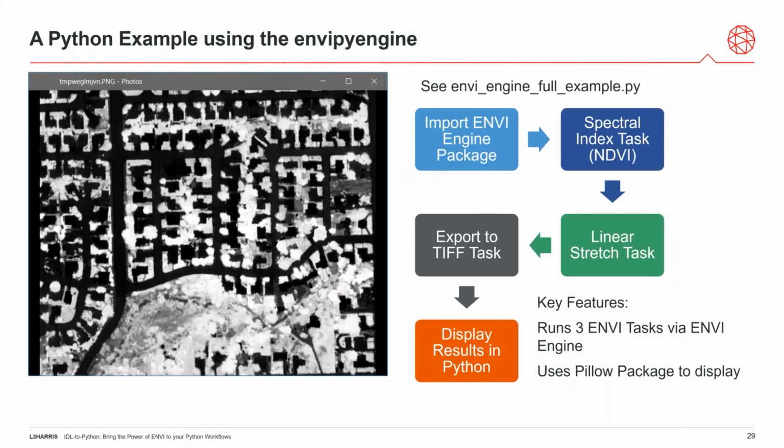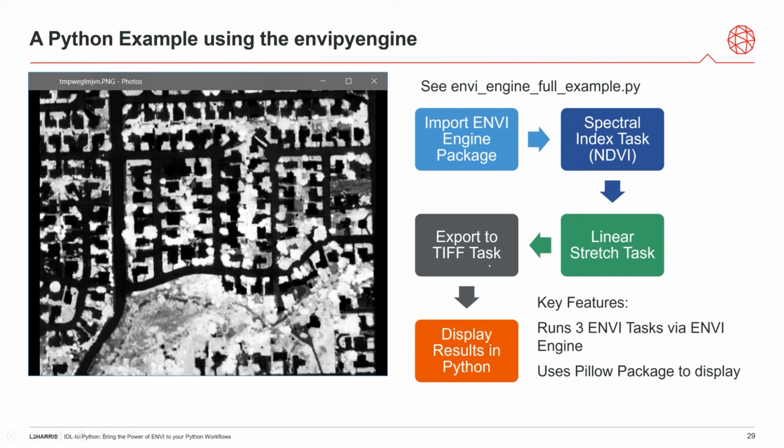So in this example, we're gonna chain some ENVI tasks together using that ENVI engine or the task construct that you saw before. So we're gonna import the engine package, get an instance of it. We're gonna call the NDVI task, we're going to call a linear stretch task, and we're going to export our export to TIFF task.